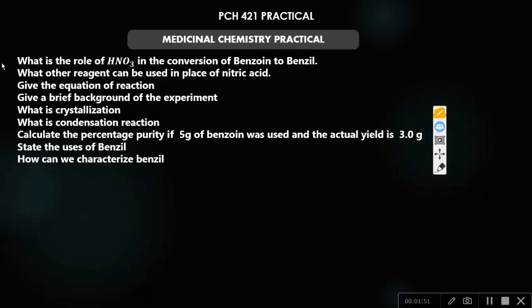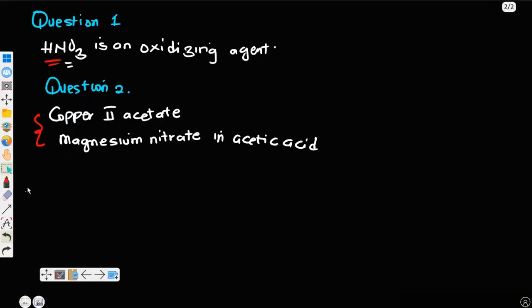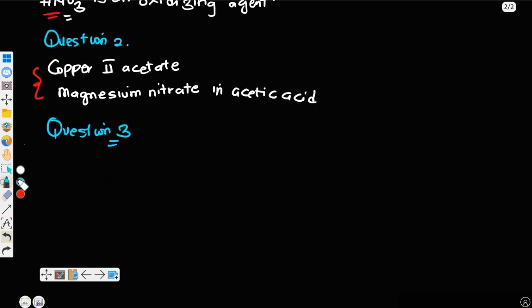Now the next question you can actually be given here is, give the equation of reaction. Question number 3. Give the equation of reaction. Now the equation of reaction is between benzoin and benzil. It's an oxidation of the secondary alcohol.